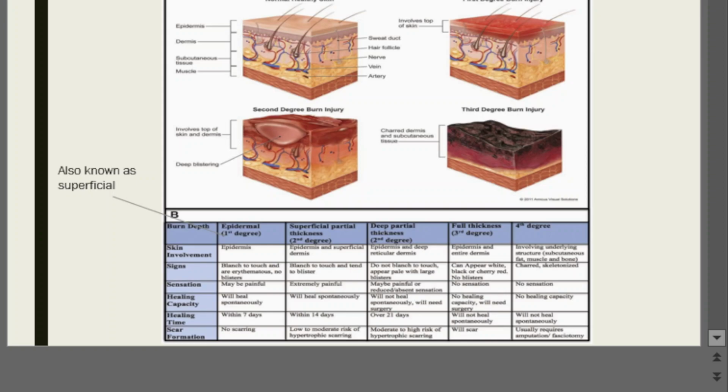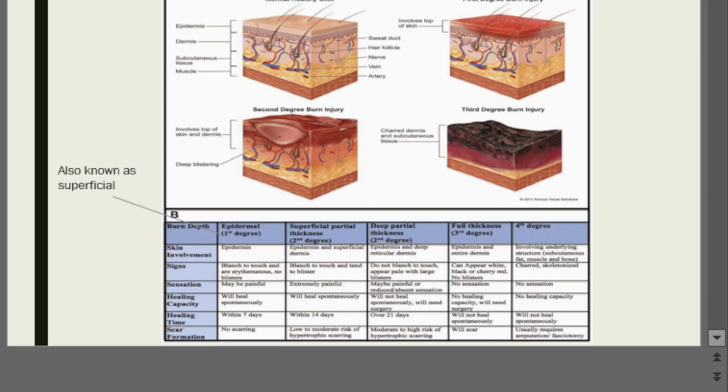And I will get into signs and sensation with that, but basically our superficial partial thickness burns will heal spontaneously within about 14 days, and there is low to moderate risk of some scarring. Our deep partial thickness burns will heal spontaneously, or they may need surgery. Usually within 21 days they will heal, and there's a moderate risk of some good sized scarring there.